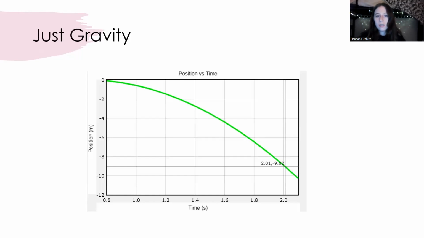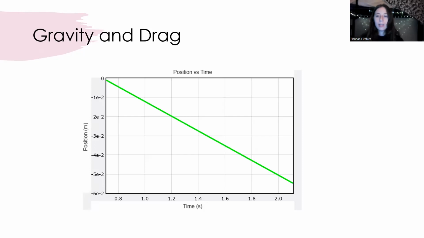Here's my just gravity function. You can see it's a downward sloping motion. As the time increases, the speed increases. And here's my gravity and drag graph, position versus time graph. You can see it's a straight negative slope, which is very similar to the observed position versus time graph as well.